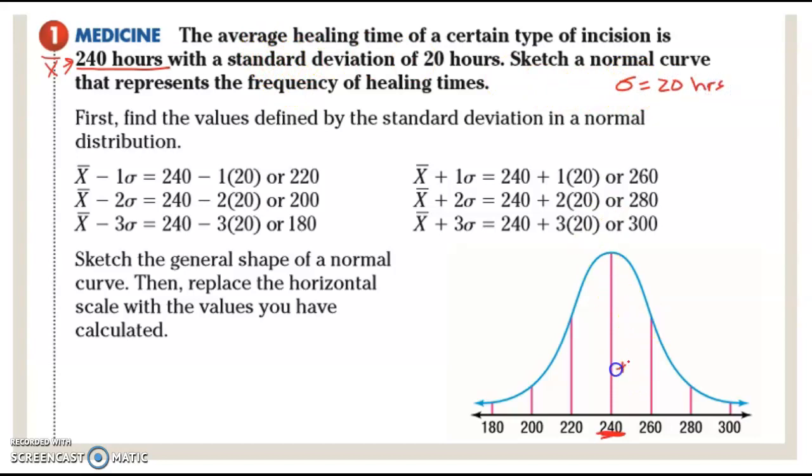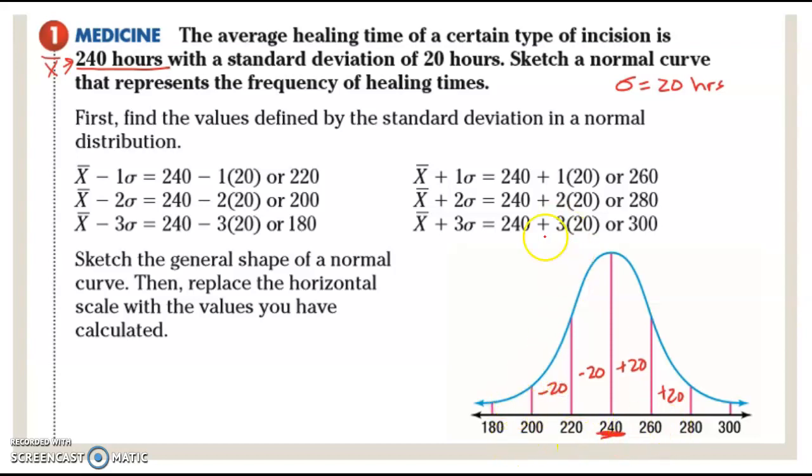So you would add 20 to this side to get 260. That's a standard deviation above the mean. A standard deviation below the mean would be minus 20, which would give you 220. Then you're going to do the same thing for 2 standard deviations. Add another 20 here, which will give you 280. Or right here, 2 times 20 is 40 to give you the 280. Subtract it off here, which will give you the 200.